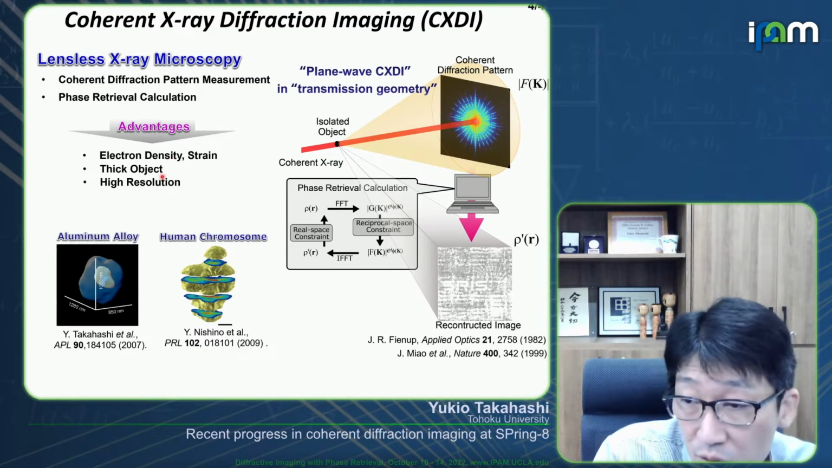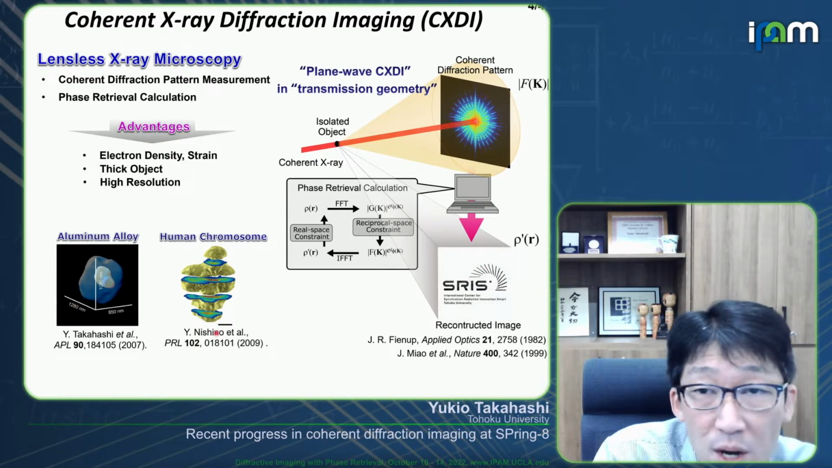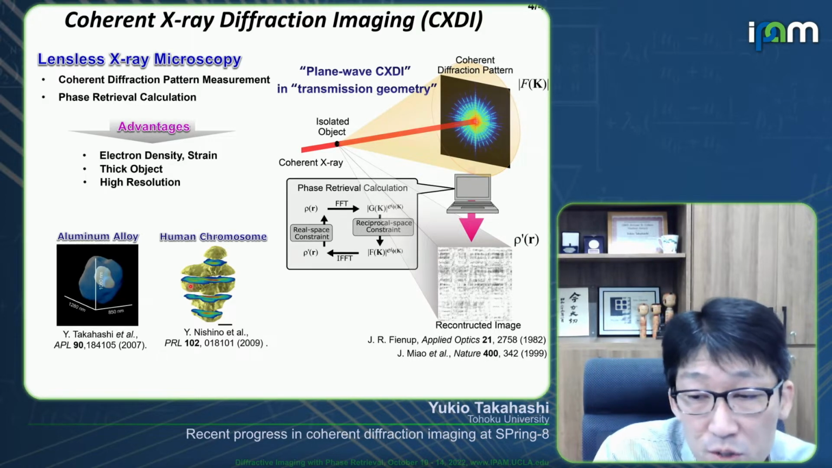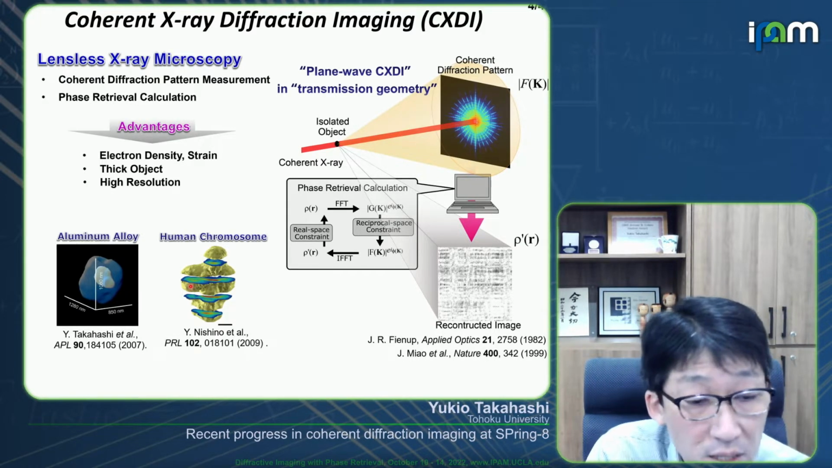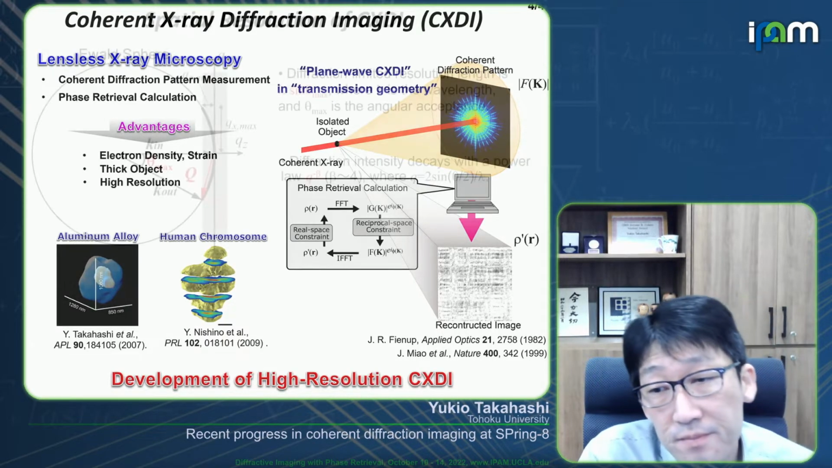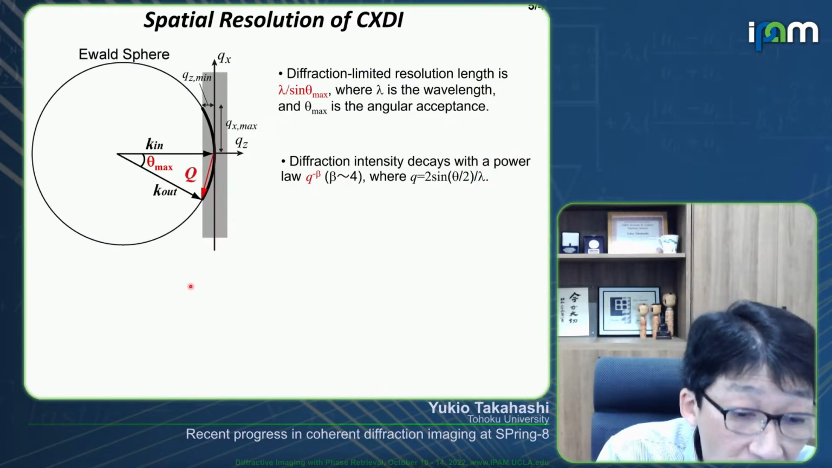In the early work, we observed a precipitate buried within an aluminum alloy and a human chromosome, but the resolution was not so good. So the improvement of spatial resolution was one of the important issues. So what should we do to improve the spatial resolution of CXDI?